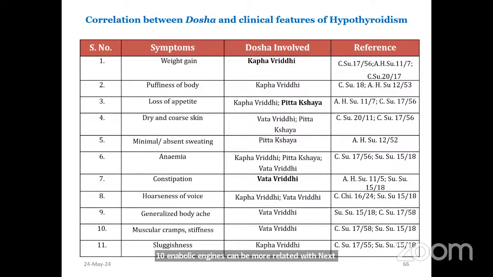So according to the symptoms of hypothyroidism, we can see the dosha dominancy, like weight gain, cough, vritti. These are the references. So if we analyze these symptoms, the main dosha involvement is kapha vritti, pitta kshay, and vata vritti. Next.